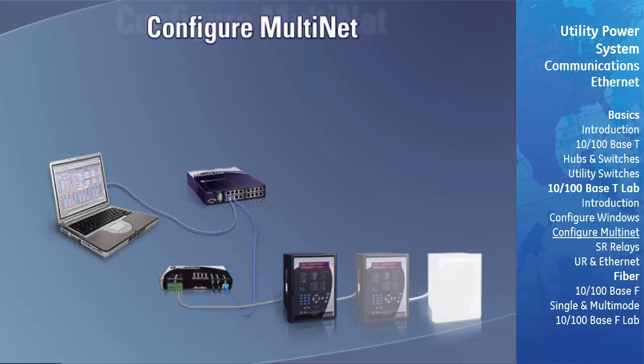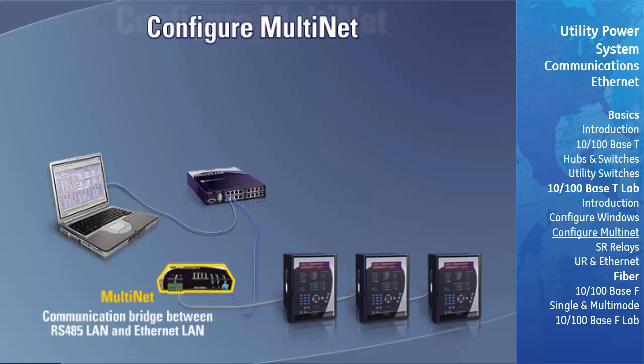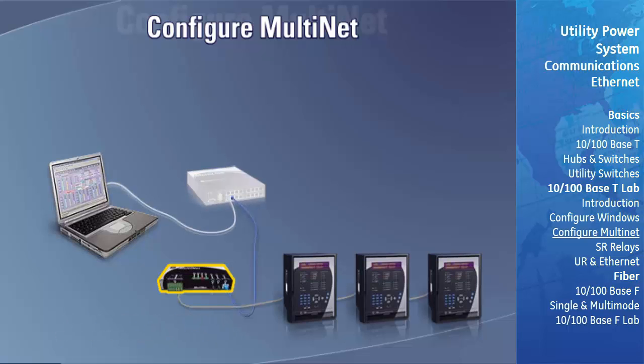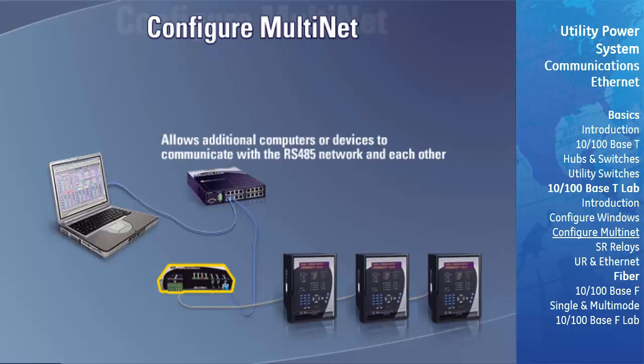Next, we will configure the multinet to act as a communication bridge between the RS-485 LAN and the Ethernet LAN. The multinet can be directly connected to a computer using a crossover cable or via a switch using standard 10/100 base T cable, which would allow additional computers or devices to communicate with the RS-485 network and each other.